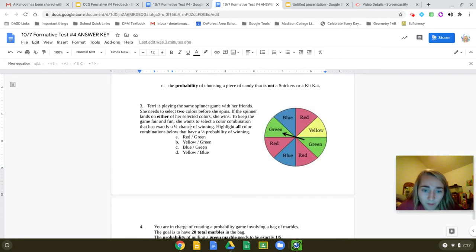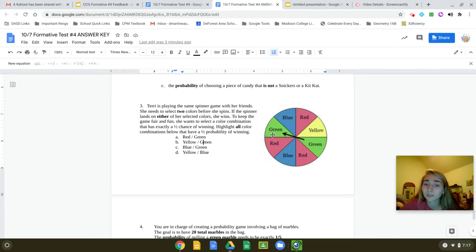So if we look here, it's red and green. So I have 1, 2, 3 reds and 2 greens. So that means she'll have a chance to win on 5 of the pieces out of 8. So 5/8, that does not simplify to 1/2. So it's not red-green. What about yellow-green?